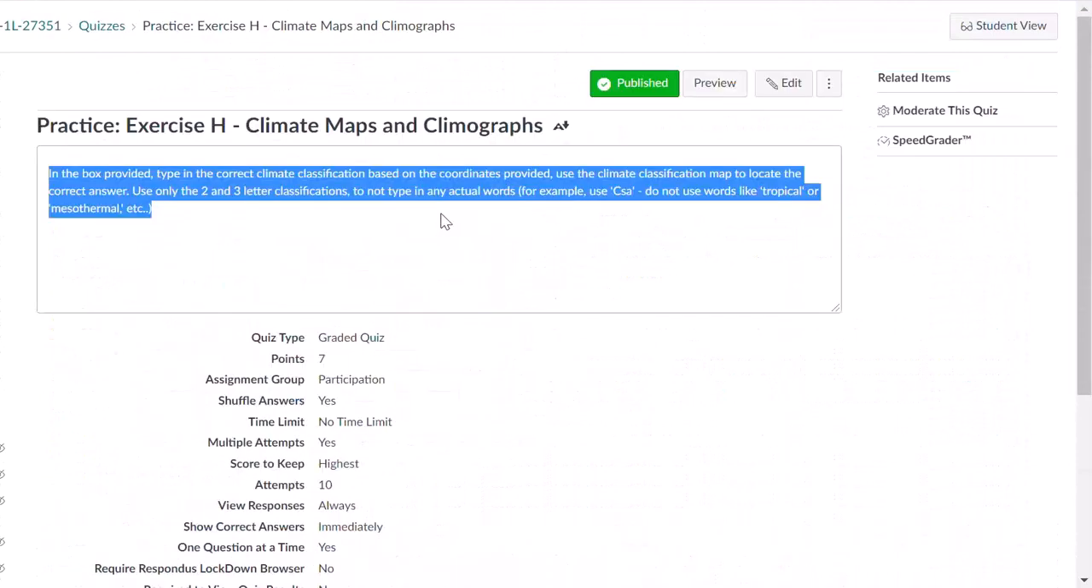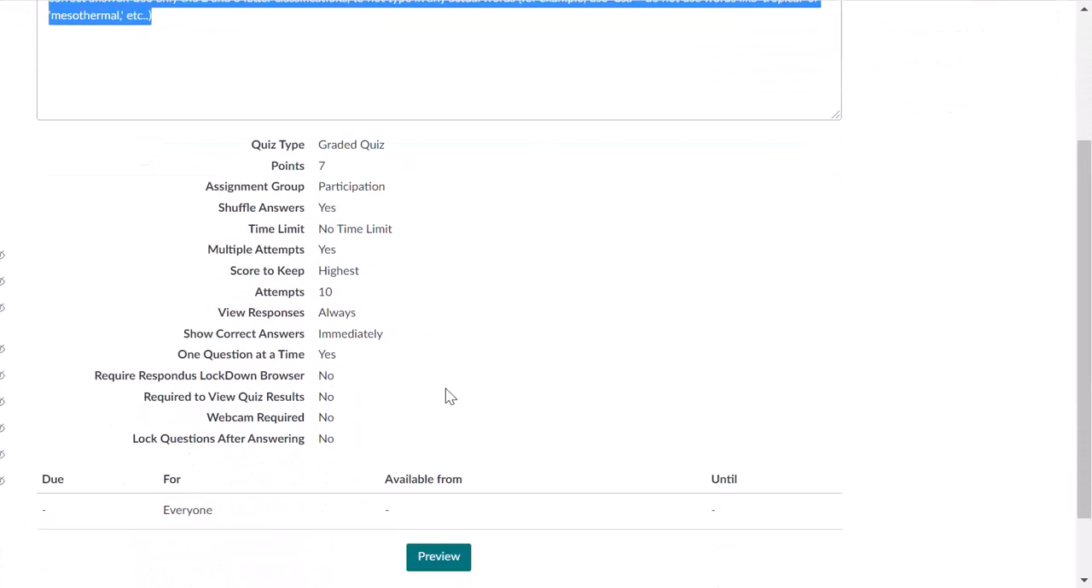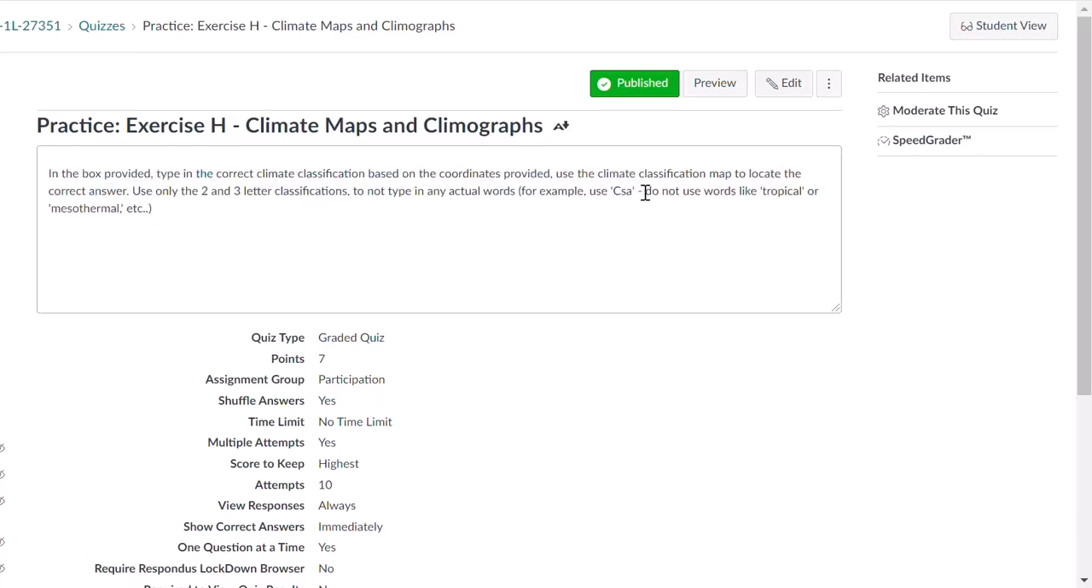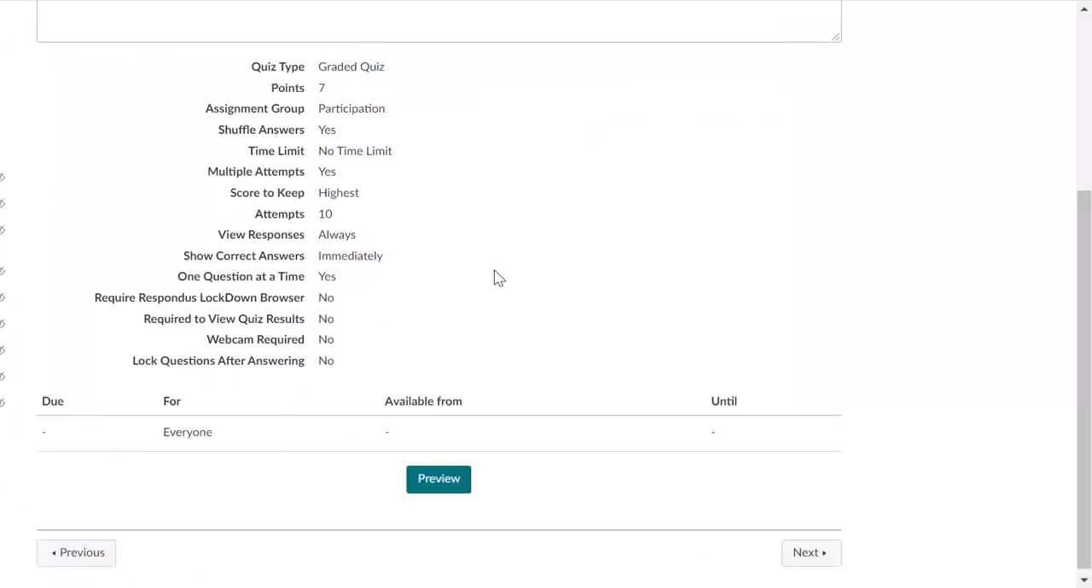And jumping to the practice exercise, you can see that for part 1, when you are locating and identifying the climate classifications, you need to actually type those letters into your answer. So you want to only be using the letters. You do not want to use words like tropical or mesothermal. And that is pretty much what you need to do for the first part.